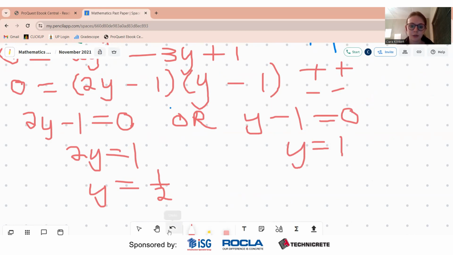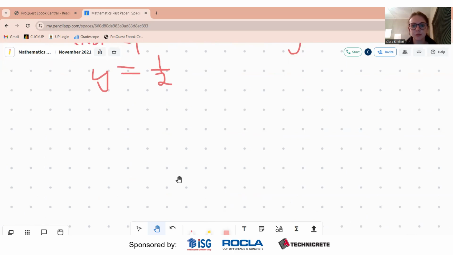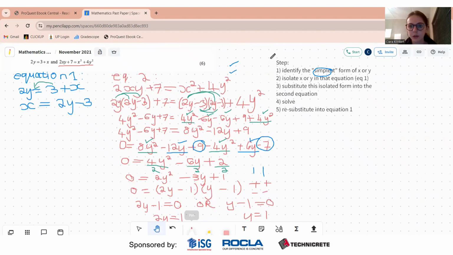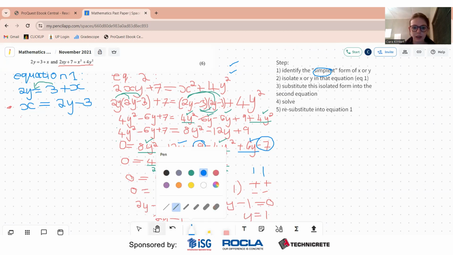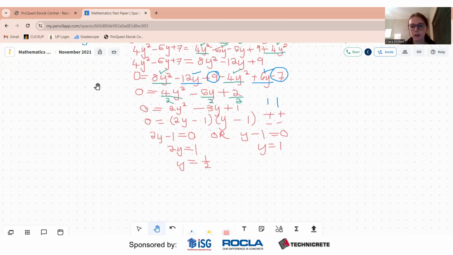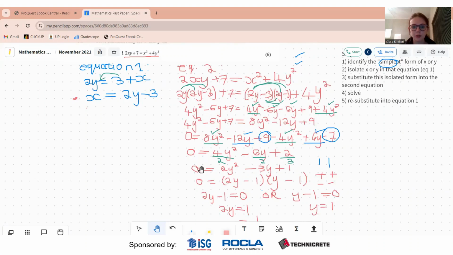Unfortunately, we've only half solved the problem because this equation was in terms of x and y. So we've done up until question 4. Now we need to resubstitute into equation 1. What I mean by that is to get our x values, we are now going to substitute our y values in. We have to be very careful because we have two y values, which means we will get two x values. So to avoid any confusion, I like to consider the first y value first. Okay, so that's y is equal to a half.